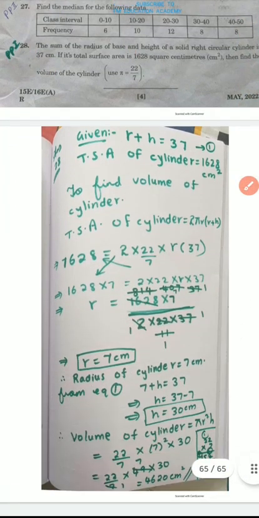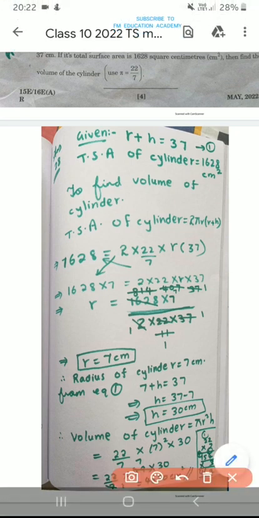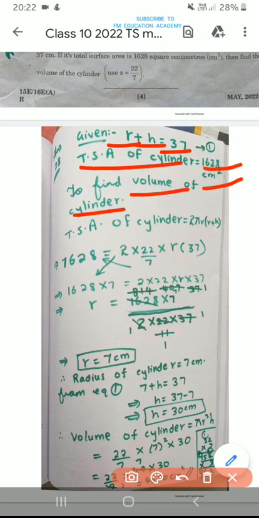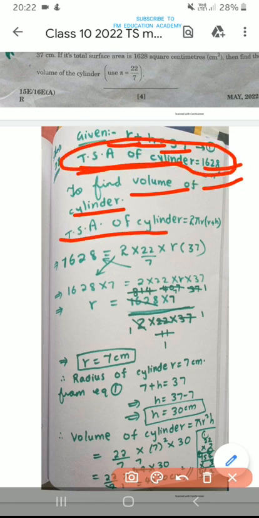So here if you observe the question, the sum of the radius of base and height is given. Radius plus height is given as 37 centimeter and also the total surface area of the cylinder is given. You have to find out the volume of the cylinder. Since the question gave the total surface area of the cylinder, use the formula of total surface area of cylinder, which is equal to 2 pi r into r plus h.